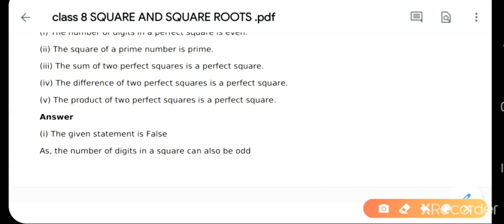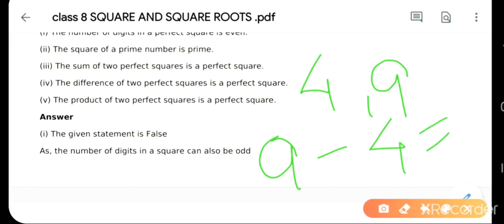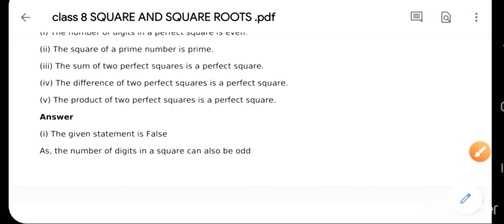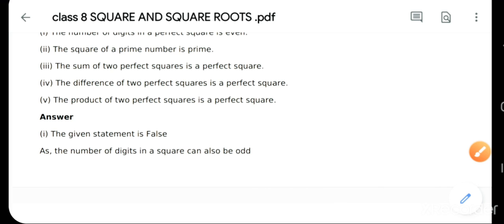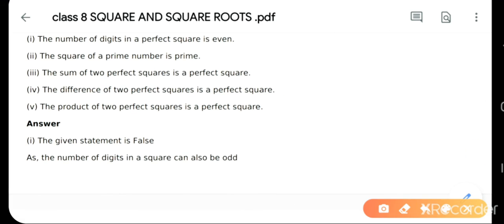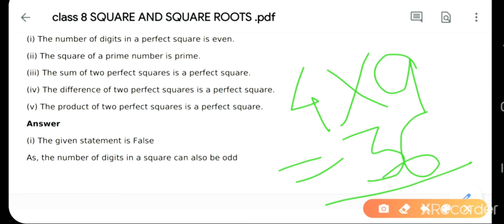The difference of two perfect squares is a perfect square. Let's take the example of 4 and 9. The difference of them, that is 9 minus 4, is what? 5. Is it a perfect square? No, this is not a perfect square. So the difference of two perfect squares is not a perfect square. Now next question, the product of two perfect squares is a perfect square. Yes, let's take the example of 4 and 9 only. 4, which is a perfect square, multiplied by 9, which is a perfect square, gives 36, which is also a perfect square. So it's true.